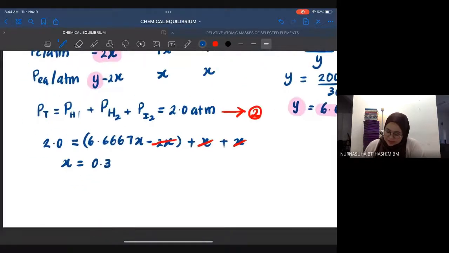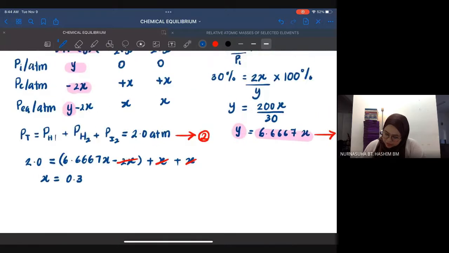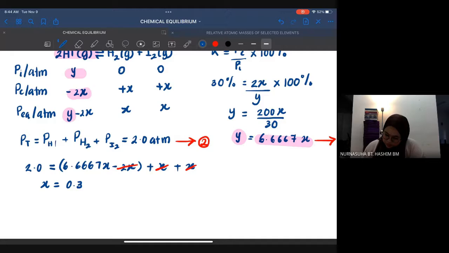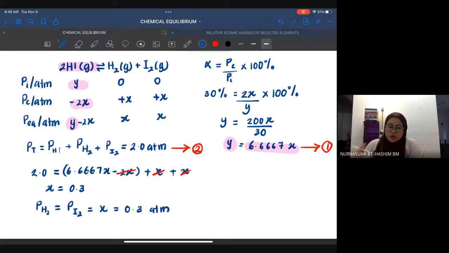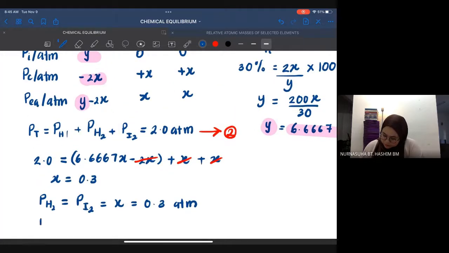Okay, next, belum habis lagi. Kita nak partial pressure untuk hydrogen. Okay, sekarang once kita tahu X, so kita dah dapat partial pressure untuk hydrogen dengan partial pressure untuk iodine sebab dia sama, iaitu X, which is 0.3 atm. Untuk hydrogen iodide, total pressure tadi is 2.0 minus 0.3. So you should get 1.7 atm.